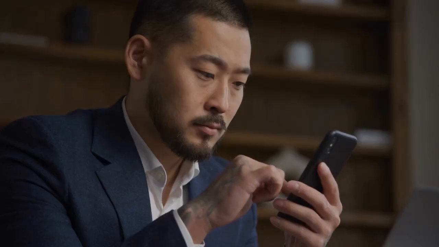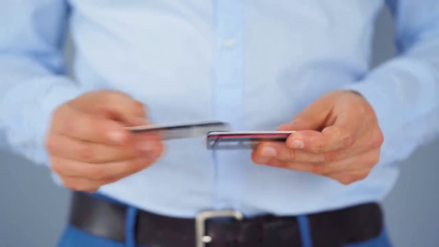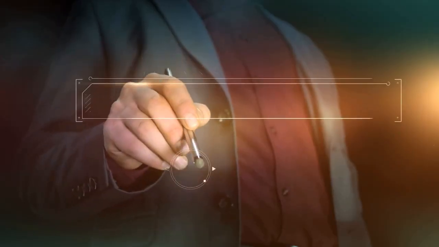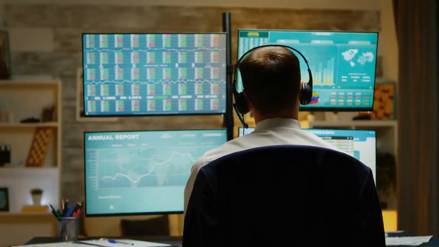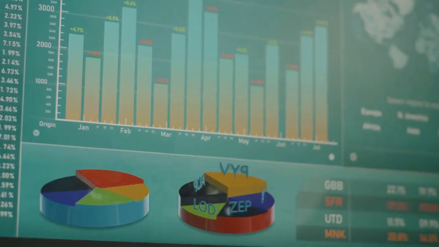Step 8. Start trading. Begin by researching stocks or other financial instruments that interest you. Analyze charts, read news, and consider the advice of experienced traders. When you're ready, place your first trade by following the broker's instructions.